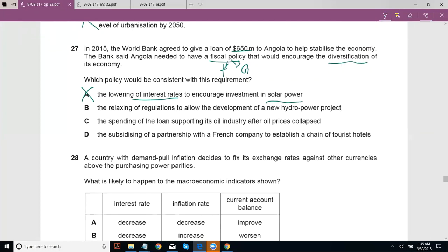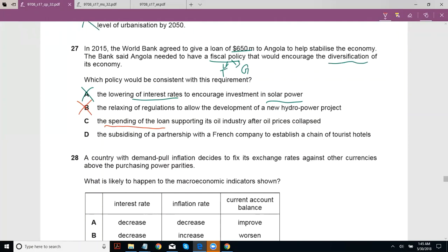Anyways, B, the relaxing of regulations to allow the development of a new hydropower project. That's a supply side policy. That's in fact a market-based supply side policy, if you want to be specific. C, spending of the loan supporting its oil industry after the oil prices collapsed. Spending of the loan would count in government expenditure, supporting its oil industry after oil prices collapsed.